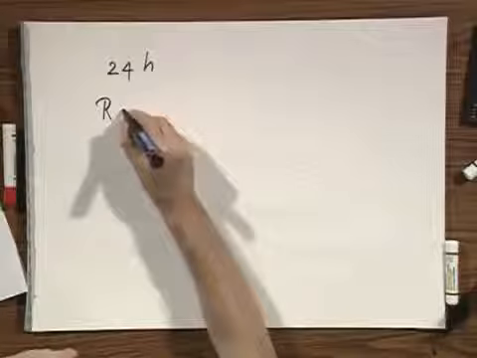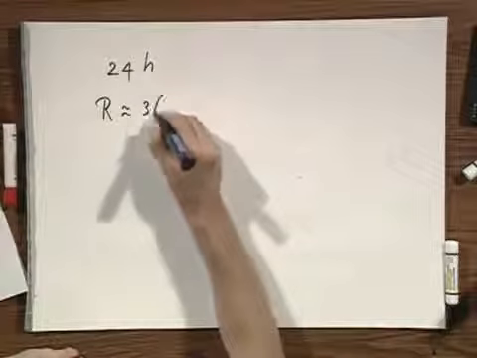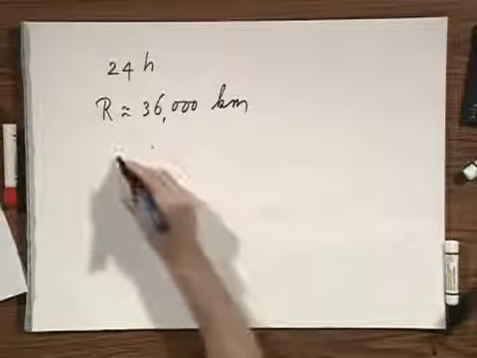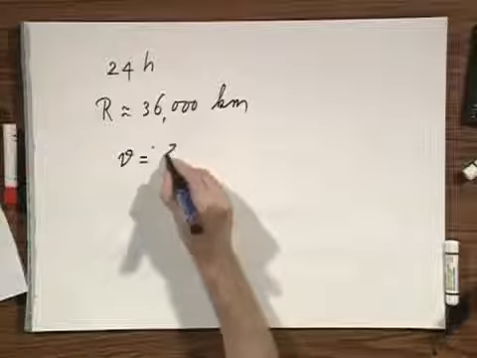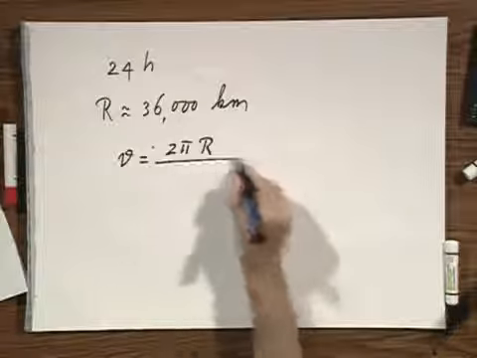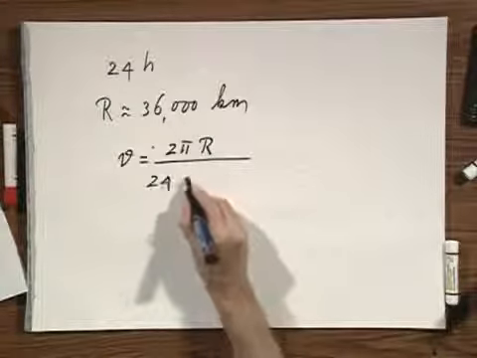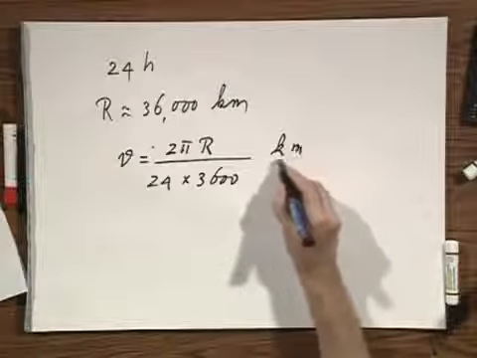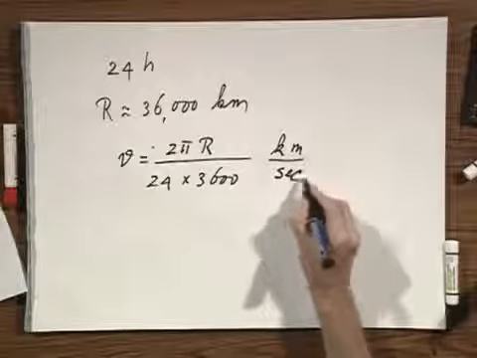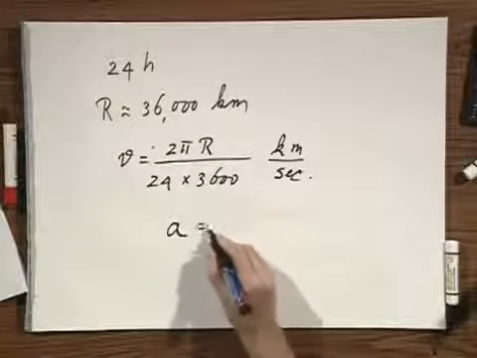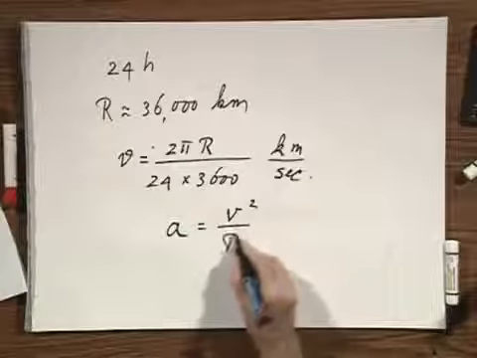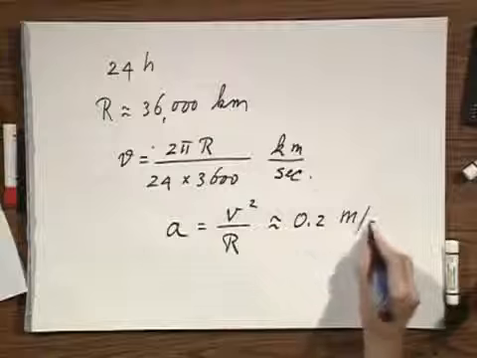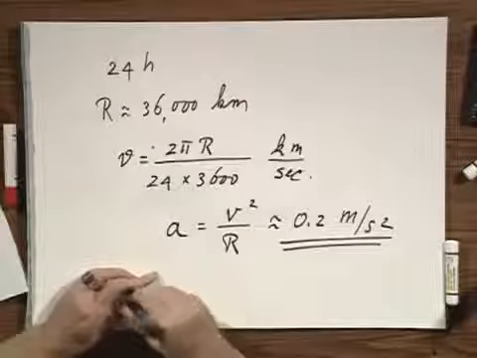And the radius of that orbit was given to you. There will be a time that you can calculate that if you have Newton's laws and Kepler's laws. So the velocity will be 2 pi r divided by 24 times 3600. That would be in kilometers per second. And so the centripetal acceleration, which is v squared divided by r, I think I found something like 0.2 meters per second squared, but you better check that.